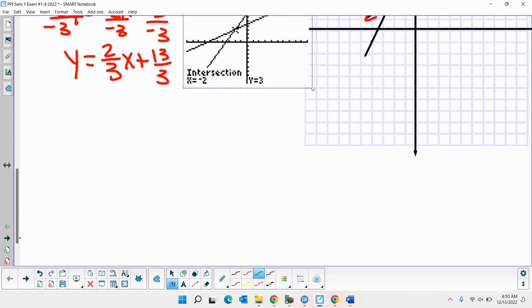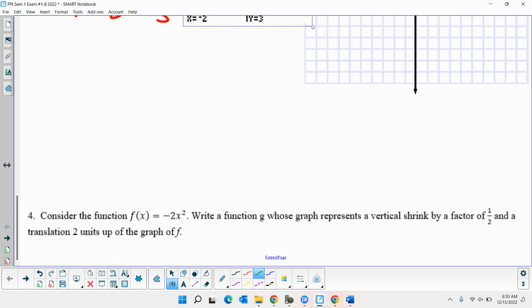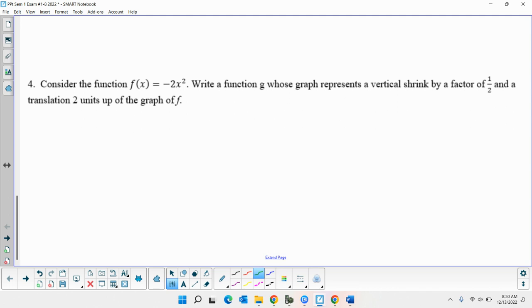Number 4. We got a function, negative 2x squared, a quadratic, opens down because my a value is negative. Write a function whose graph represents a vertical shrink by a factor of 1/2. Okay? So that means you're multiplying the whole thing by 1/2. On a vertical shrink or a vertical stretch, you multiply the whole equation by that number.